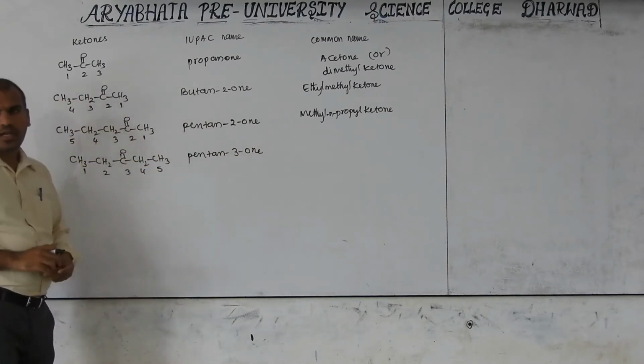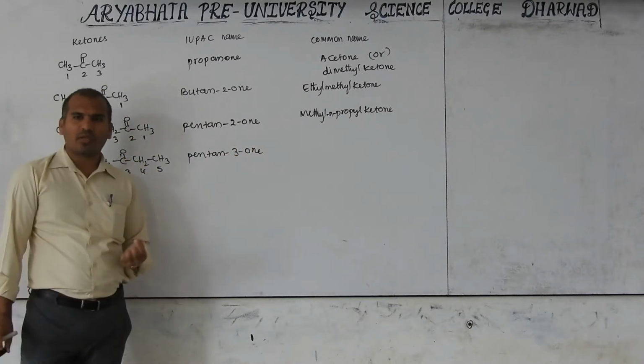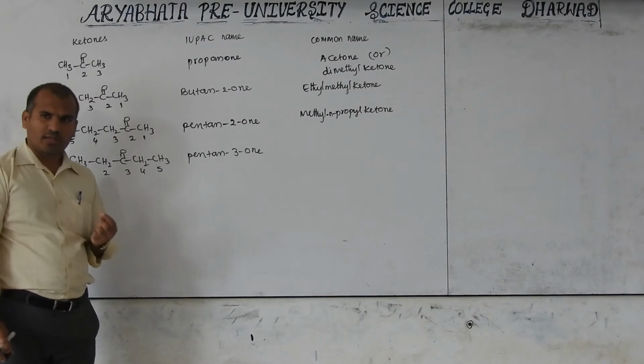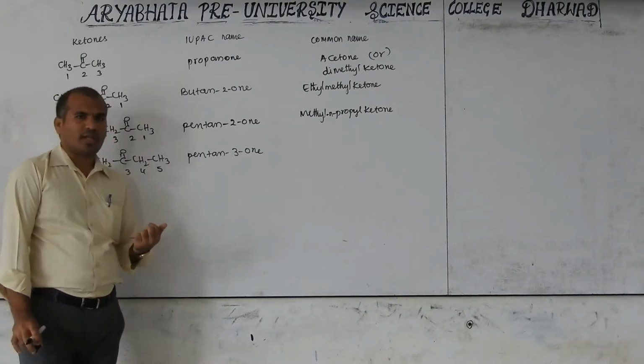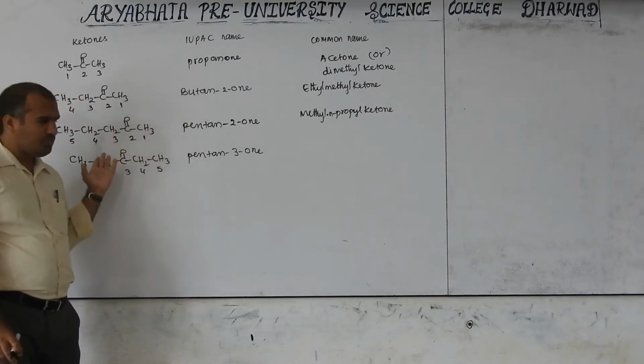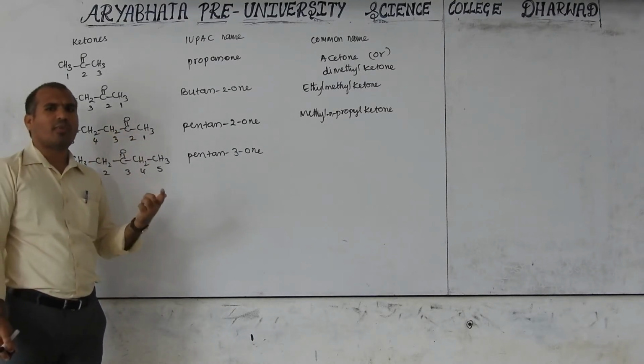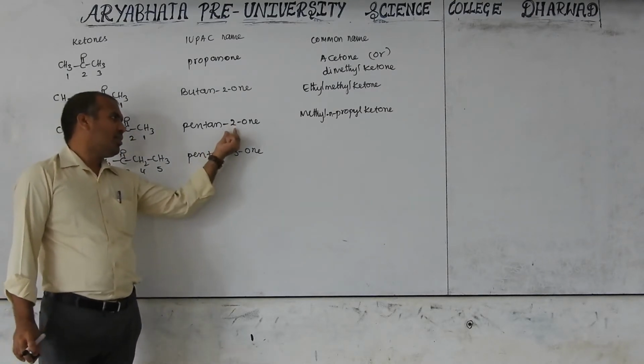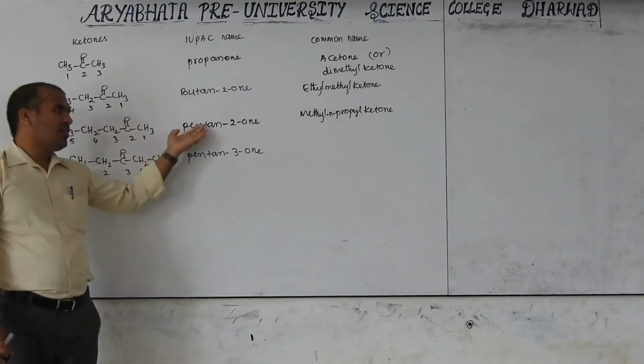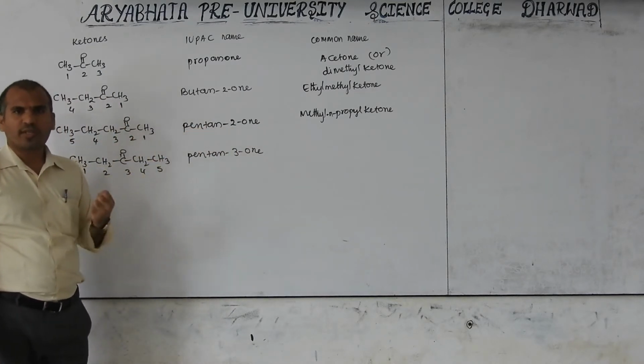Now, we already studied in the alcohol chapter that when the position of any functional group is changed, that is called positional isomerism. Same number of carbon, same number of oxygen, same number of hydrogen. The molecular formula is the same, but there is a change in the position of the ketone group. Then these two are also called positional isomers.